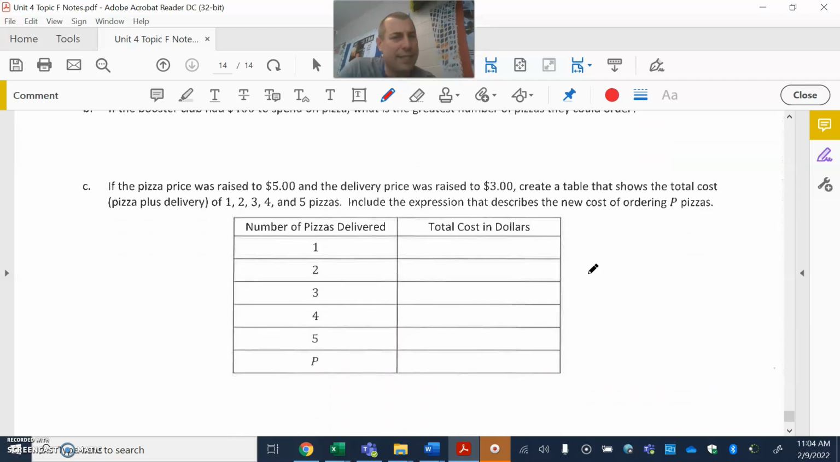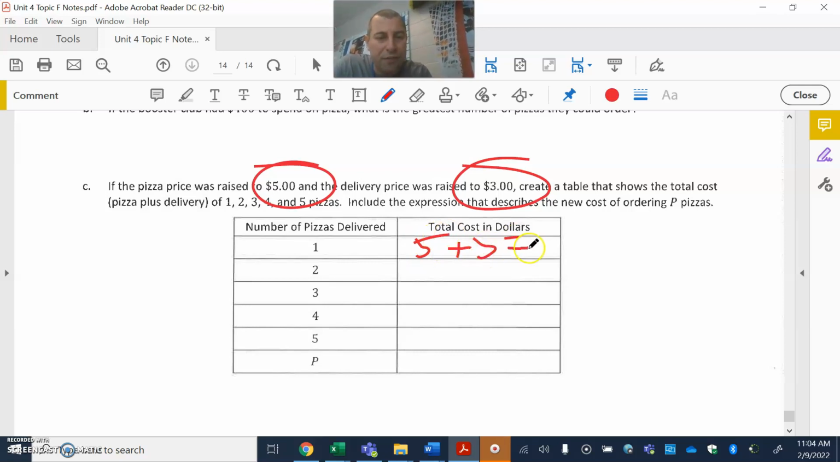Let's try another one here. Let's stick with pizza. The pizza price is raised to $5, and the delivery is raised to $3. Again, we're going to fill in the table, and then we're going to come up with that expression. So 1 pizza is $5, plus $3 for the delivery fee, altogether $8. Again, I'm a bigger fan of writing out what's actually going on mathematically, because it's going to help you with the expression. If we don't, we're going to have difficulty seeing it.